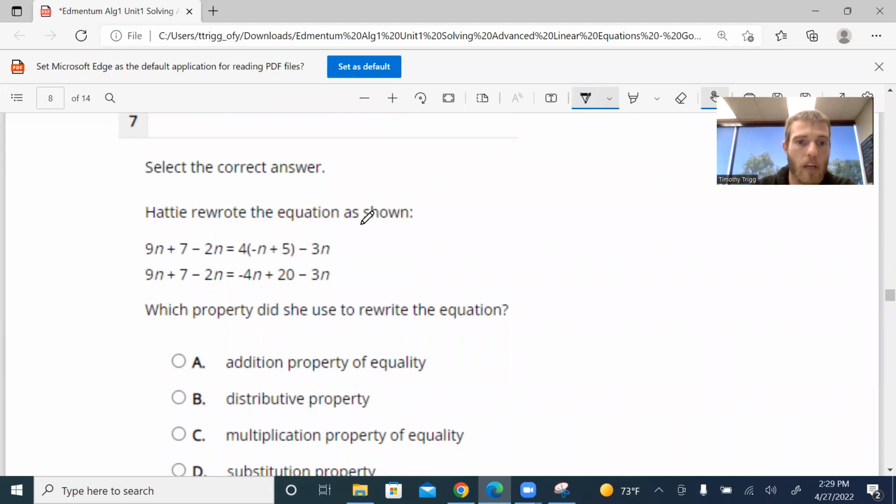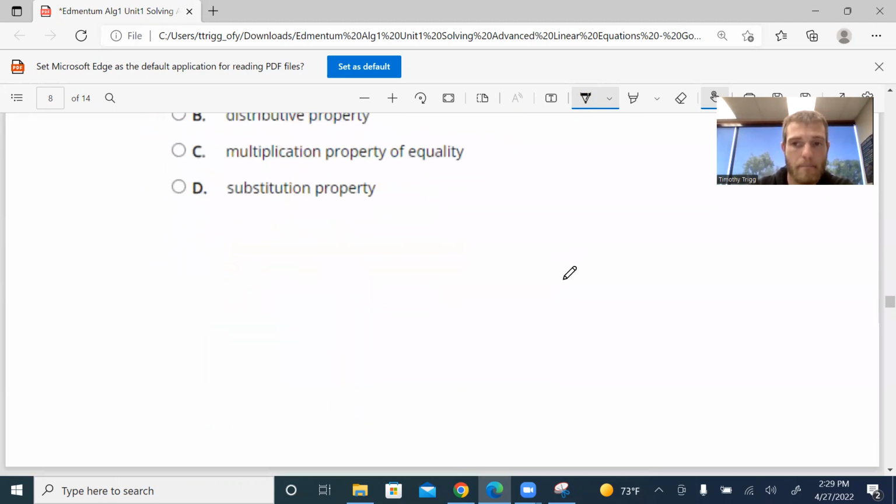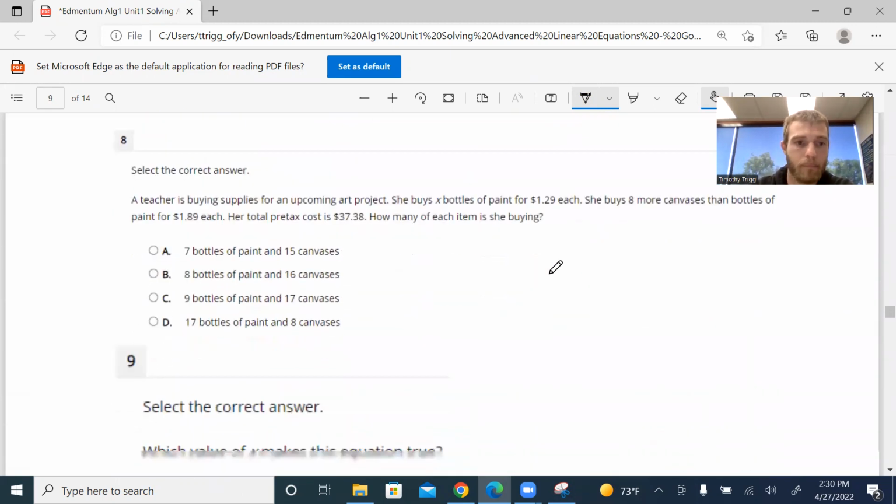Haiti rewrote the equation as shown. Which property did she use to rewrite the equation? You can see that the difference between these two equations is she multiplied this 4 into this parentheses. Which property is that? We've gone over it a lot.